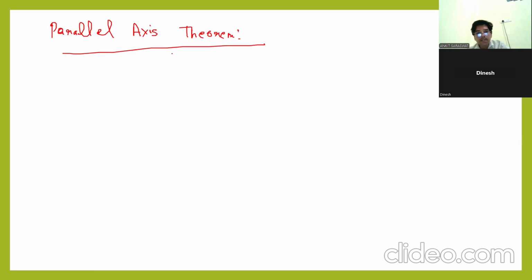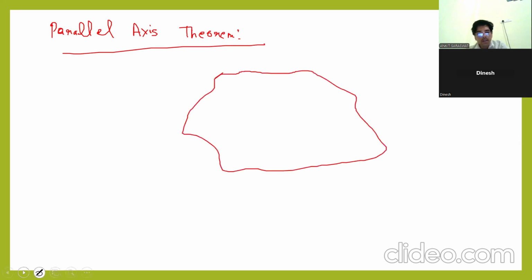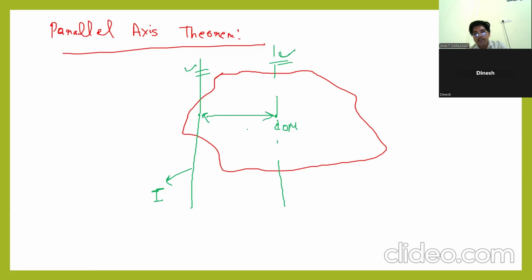For example, if this is the body and you need to find the moment of inertia about this axis, which I am drawing here. Let us suppose the moment of inertia about this axis is I. I need to find this value I. Then the condition is that you should know the moment of inertia about the center of mass. You should draw an axis parallel to this, passing through the center of mass. These two must be parallel. Let us suppose the distance between these two parallel lines is A. Clear? Moment of inertia about the center of mass is ICOM.